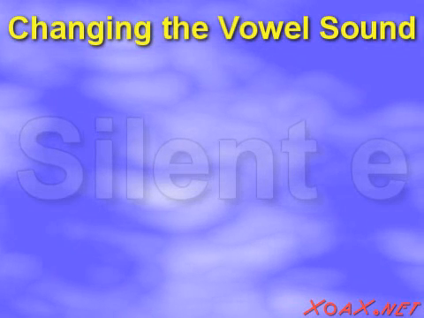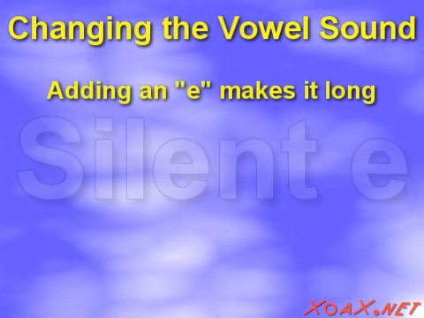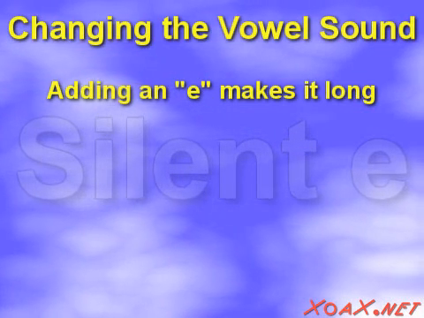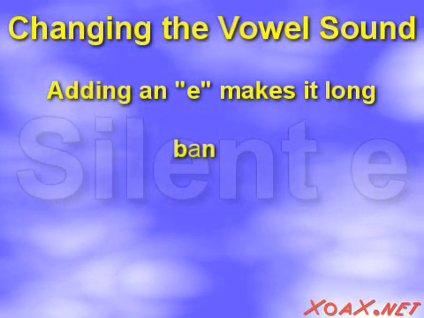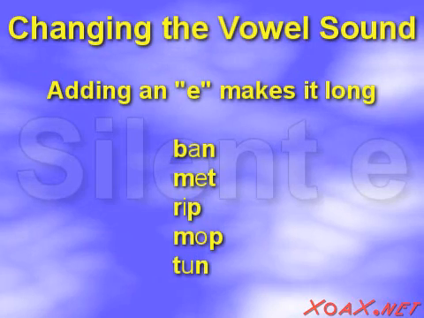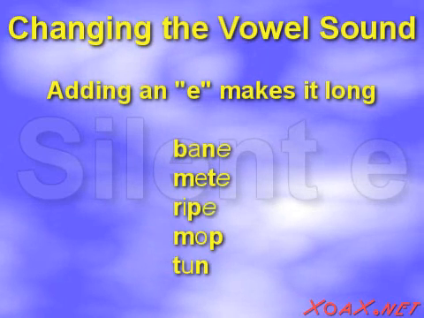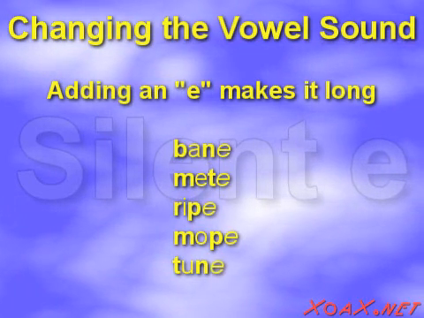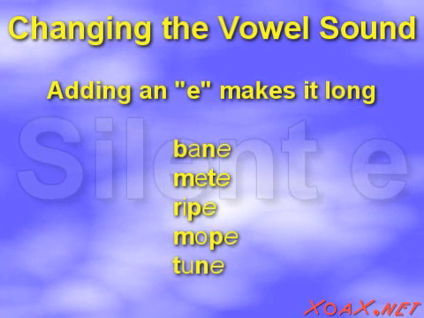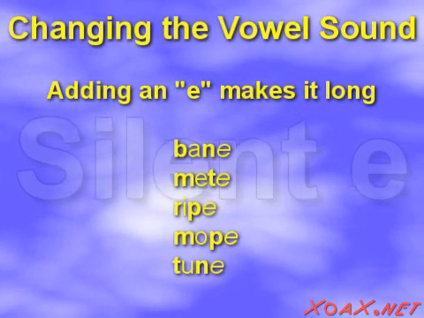A slight change will often turn a word with a short vowel sound into a word with a long vowel sound. For example, we can often add an E at the end of the word to make the vowel sound long. These words with the short vowel sounds ban, met, rip, mop, and ton can be changed into these words with the long vowel sounds, bane, meet, ripe, mope, and tune, just by adding an E to the end. Notice that the E at the end of the word is silent. It is only used to signal that the previous vowel sound is long instead of short.